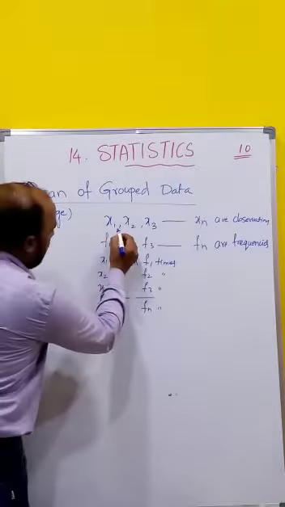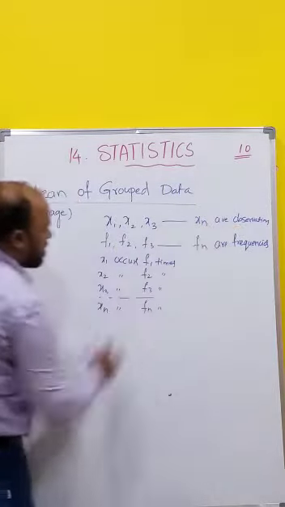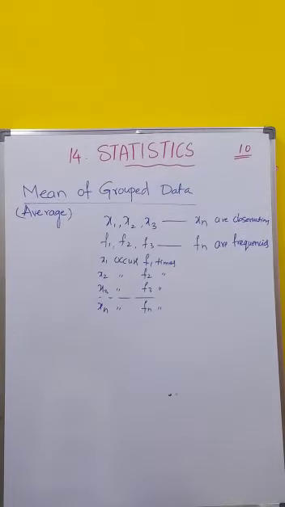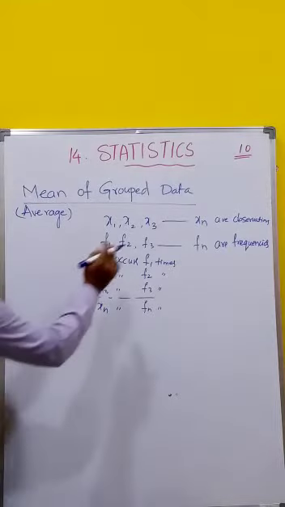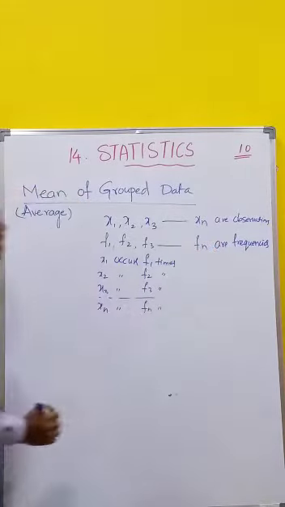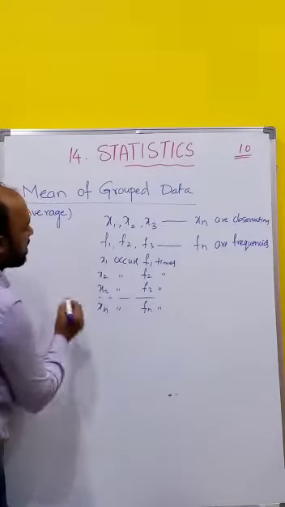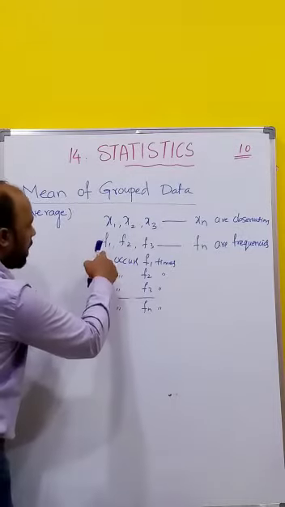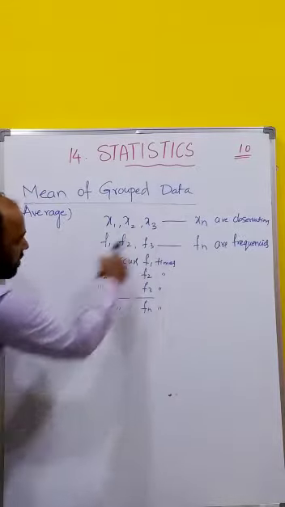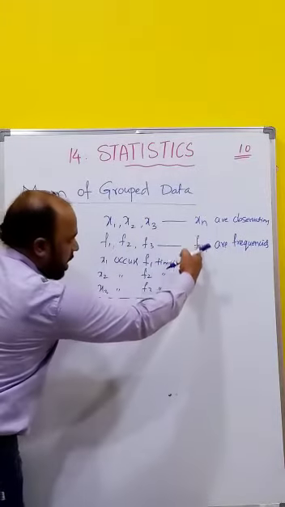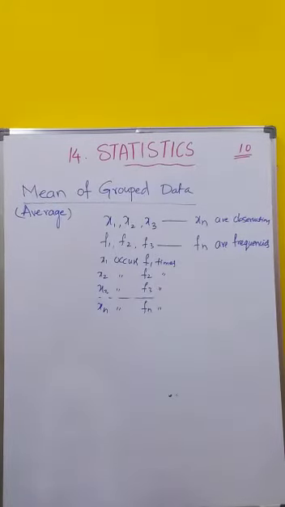Here x1, x2, x3, and so on up to xn are observations, and f1, f2, f3, and so on up to fn are frequencies. That means x1 is occurring f1 times, x2 is occurring f2 times, x3 is occurring f3 times, and xn is occurring fn times. Clear, children? Now we know the formula.